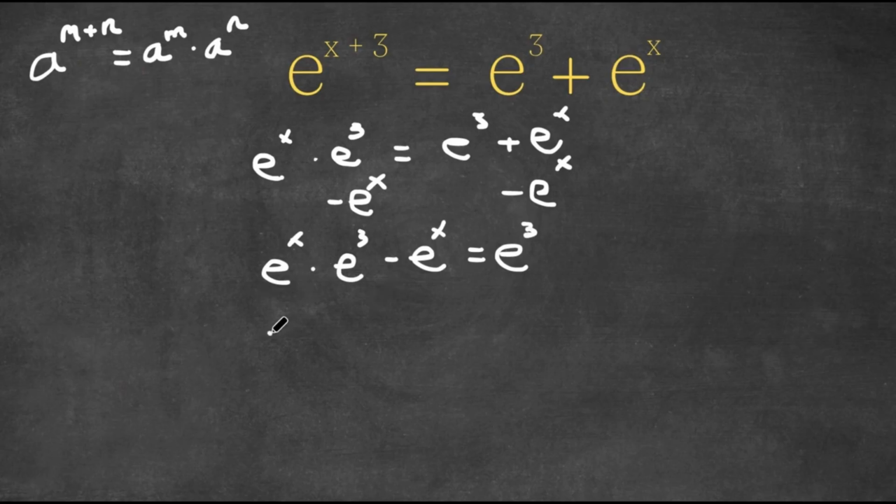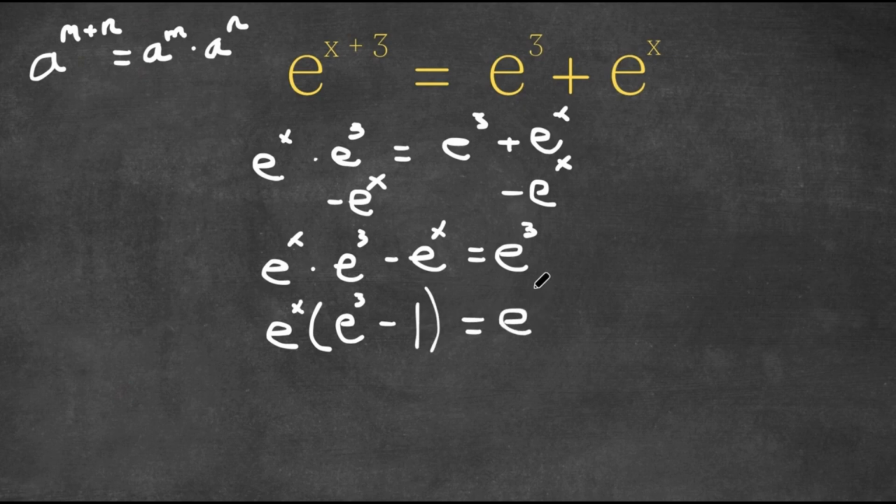So now if I factor out e to the power of x, we get e to the power of x times e to the power of 3, because e to the power of x times e to the power of 3 divided by e to the power of x is simply just e to the power of 3, minus e to the power of x divided by e to the power of x is 1. This is equal to e to the power of 3. Now I'm going to divide by e to the power of 3 minus 1 on both sides.